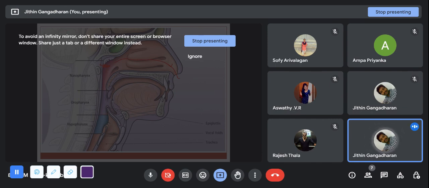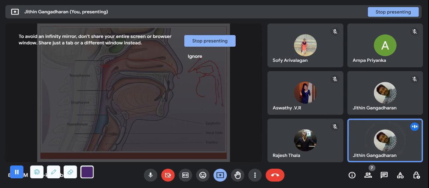So actually, we have two epiglottis. Now, here what we are going to see is the second type of epiglottis. See, this is your mouth, like this, right? So this is the nose. Okay, this is your nasopharynx, and here the mouth will be connected into your oropharynx. Okay, this is the structure.